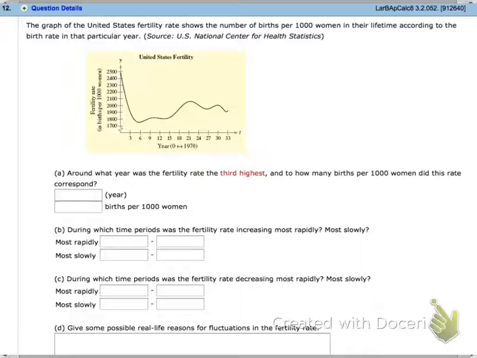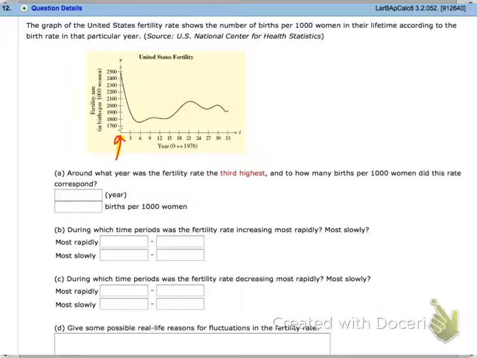Around what year was the fertility rate? This is about fertility rate. It's actually data-based, from the Center for Health Statistics, and it's the number of births per 1,000 women on years starting in 1970 and up. So be careful on how you count up. 1970 is right in the beginning there. The very first value is 1970, and we'll just have to count up from there.